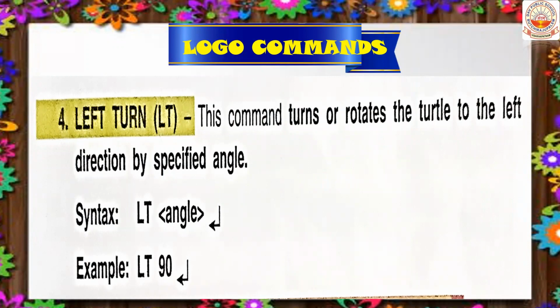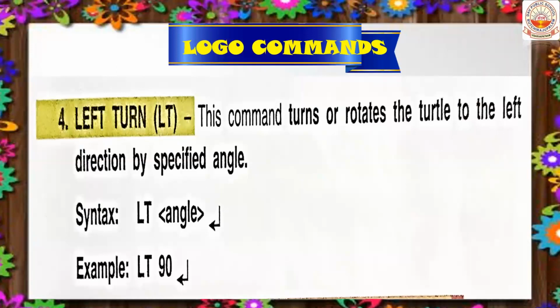Here also you have to mention the angle, children. The command is LT, L for left, T for turn. After typing LT, give space. Then the angle you have to mention, children, in the form of degrees. Then press the enter key. So now let us see in the logo screen.